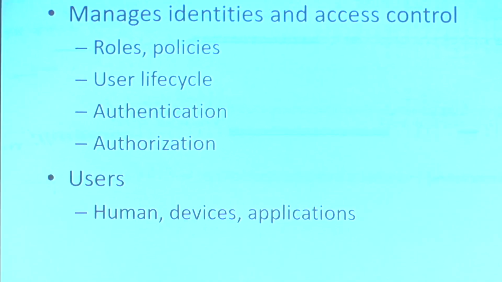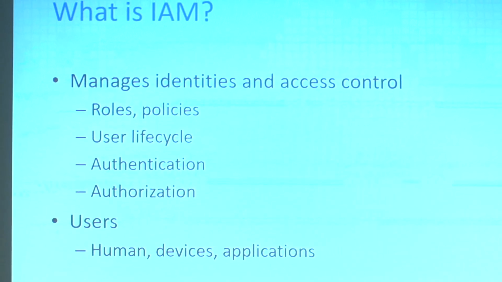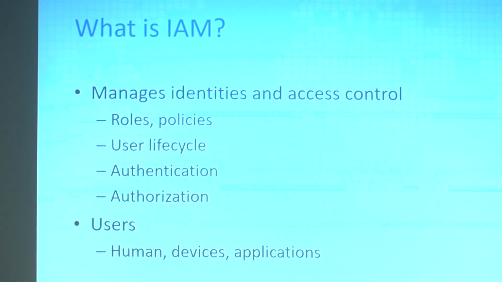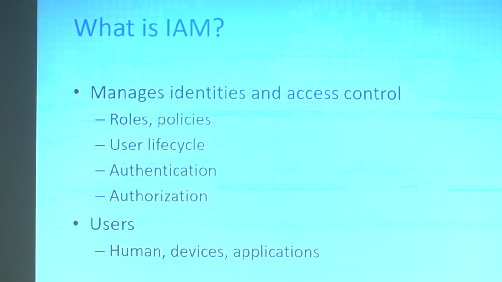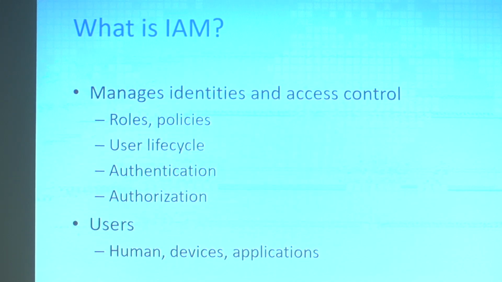So an IAM system provides authentication to know it's the right person getting into the system, and provides authorization. Another thing is that users nowadays can be humans, devices, or applications, right? Basically a human or a machine. So that's, in general, what IAM is.